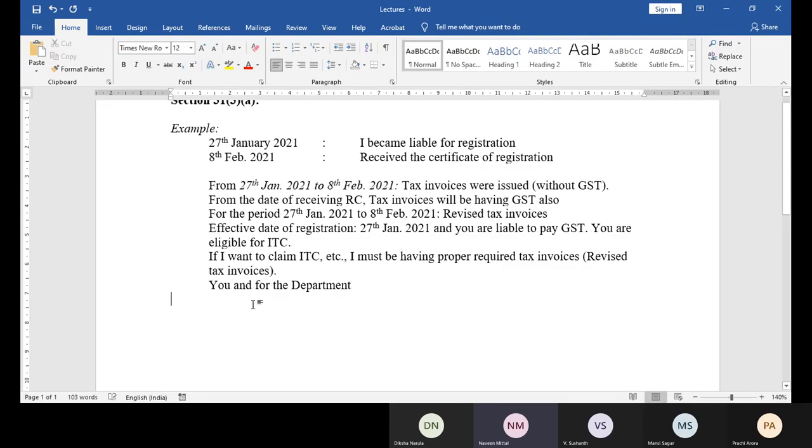Now, all these words which I am using, tax invoice, revised tax invoice, have a fixed format. What should be included in these invoices, I will discuss later on. Please raise your hand if the concept is clear. I can issue the revised tax invoices if I want. This freedom is available to me. Now, next point.